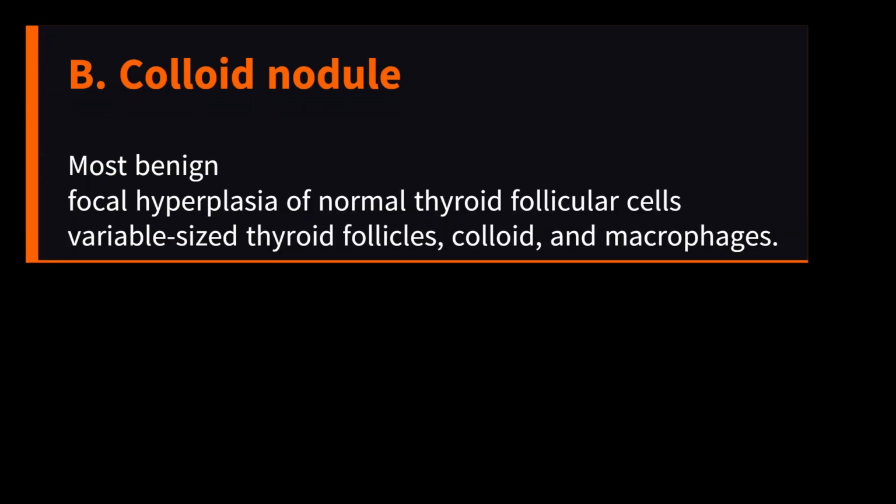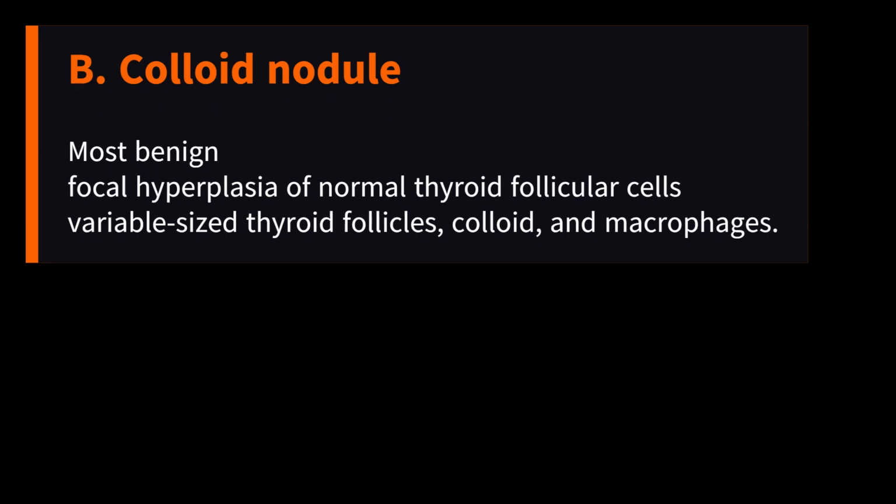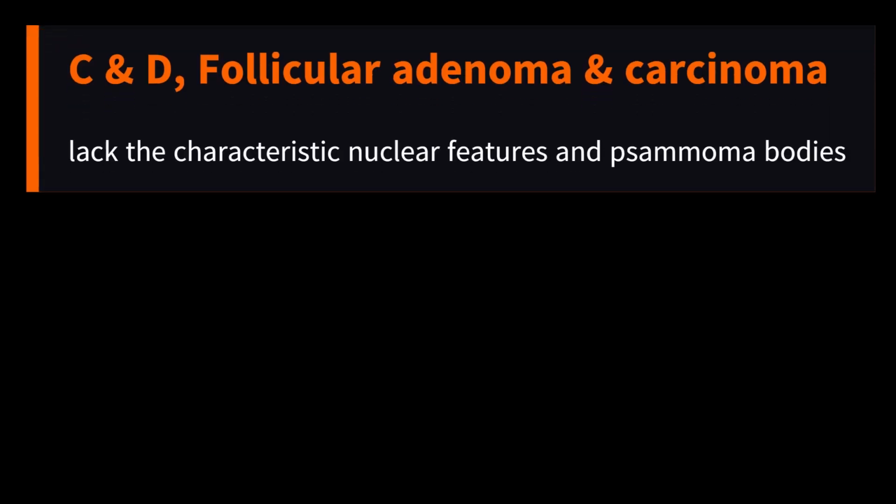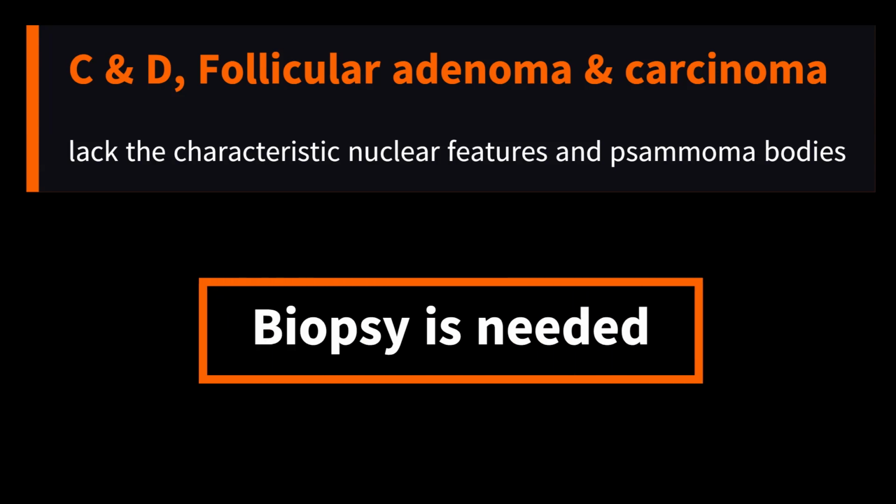B. Colloid nodule. Most benign thyroid nodules are colloid nodules formed from focal hyperplasia of normal thyroid follicular cells. On cytopathology, a colloid nodule consists of variable-sized thyroid follicles, colloid, and macrophages. C and D. Follicular adenoma and carcinoma. Follicular neoplasms lack the characteristic nuclear features and psammoma bodies found in papillary tumors. Distinguishing a benign follicular adenoma from a well-differentiated follicular cancer depends on the presence of vascular and capsular invasion, which cannot be determined on a fine needle aspiration specimen.